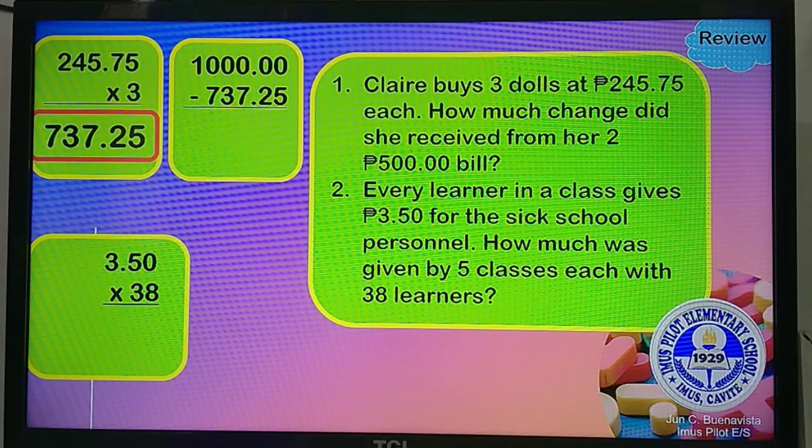Now, what are we going to do? We have the words how much change, so in other words, you're going to subtract. Where do we want to subtract that number? From 1,000 pesos. Where did we get 1,000 pesos? That 1,000 pesos is from the 500 peso bills. So now we are going to subtract 1,000 minus 737 and 25 centavos.